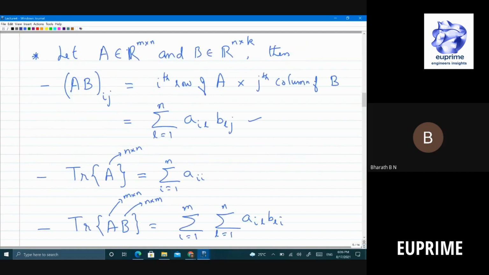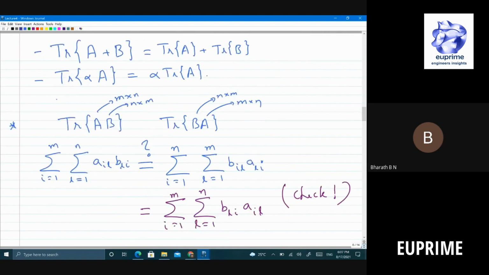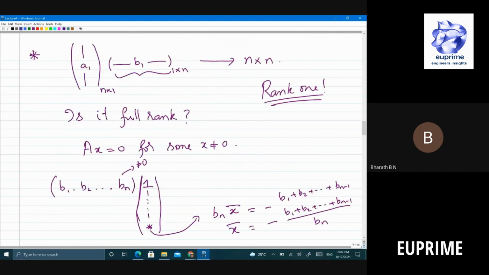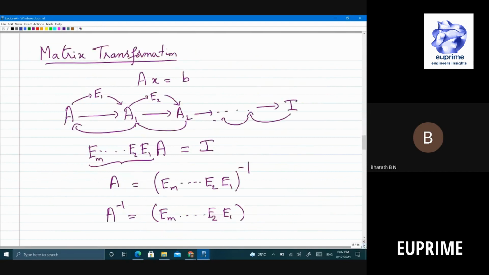We also looked at various other algebraic manipulations when it comes to matrices. For example, if you take the product of two matrices and look at the ijth entry, it's given by the summation over all l of A_il B_lj. That's how we write it. And similarly, trace and a few other things. And then we looked at matrix transformation.